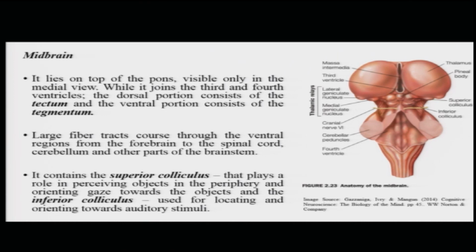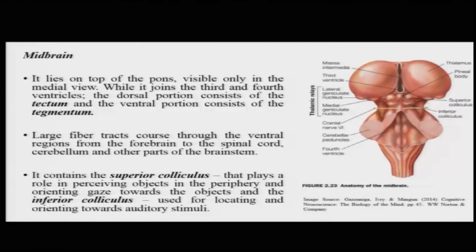We can move further into the midbrain. This is how the midbrain looks. The midbrain is resting on top of the pons. This is the inside of the brainstem. It joins the third and the fourth ventricle. The dorsal portion, the top portion, is referred to as the tectum, whereas the bottom portion is referred to as the tegmentum. I don't really expect you to remember each and every one of these things, but just remember when some of these things will be referred to in later chapters.